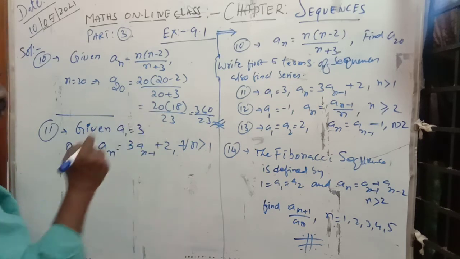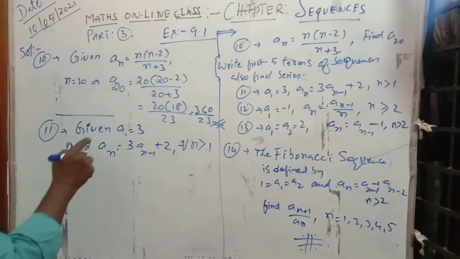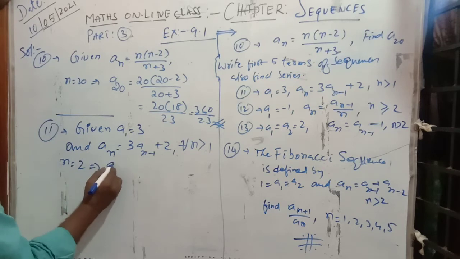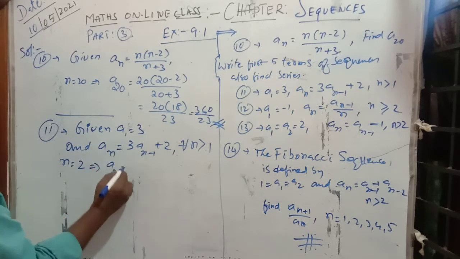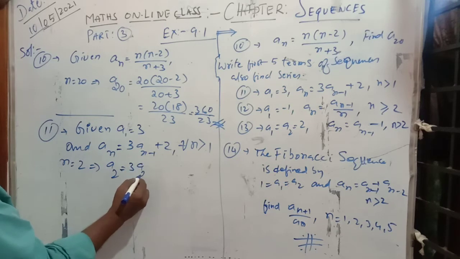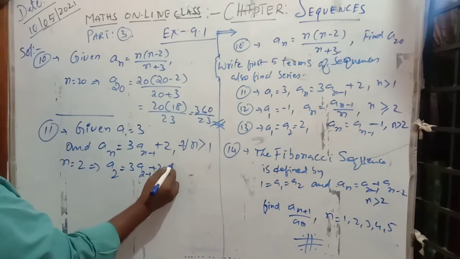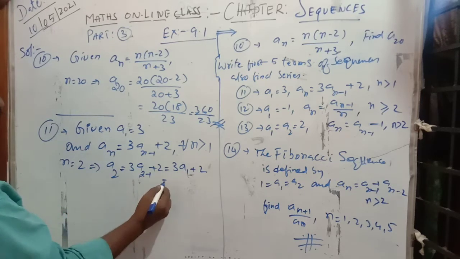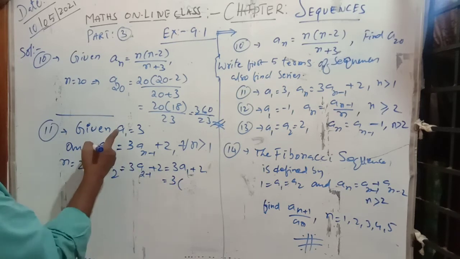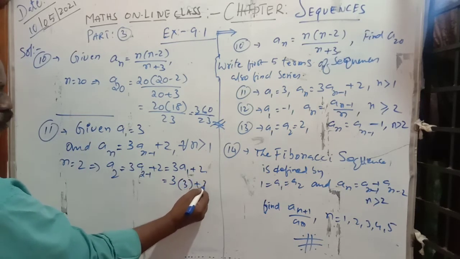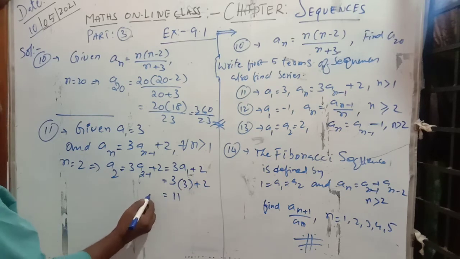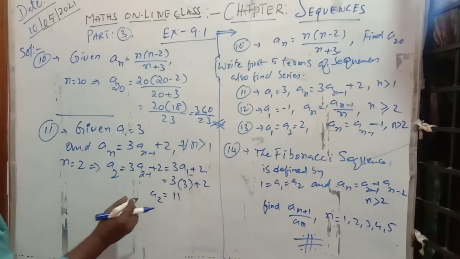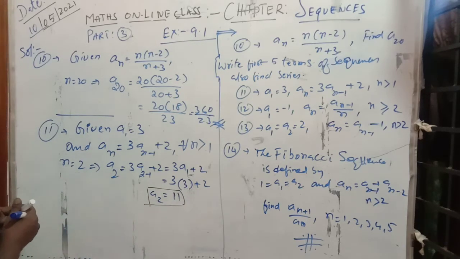Here we have to find the first 5 terms. A1 is there, then A2. Here n is equal to 2 means A2 in this relation. A2 is 3 into A2 minus 1 plus 2, that is 3 into A1 plus 2. A1 is already 3, so 3 into 3 plus 2 is 9 plus 2, which is 11. So A2 is 11.